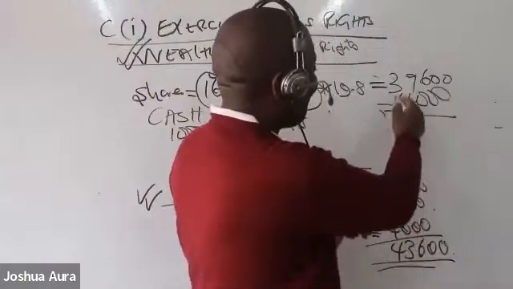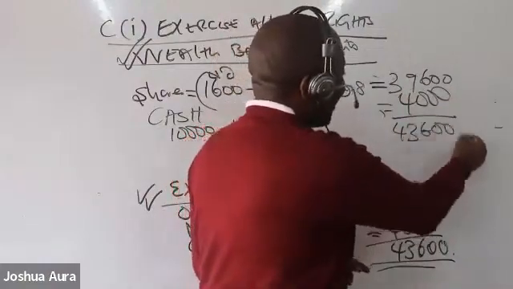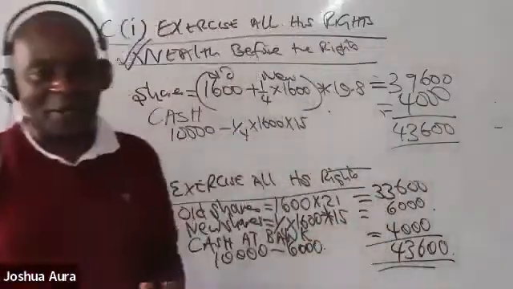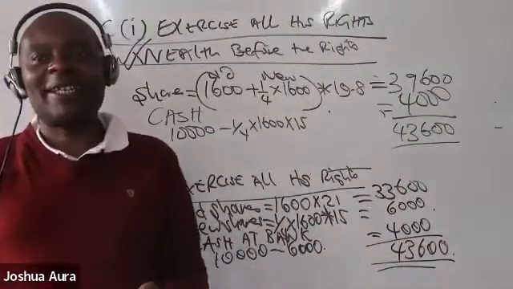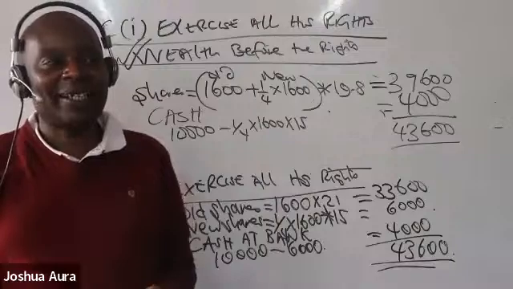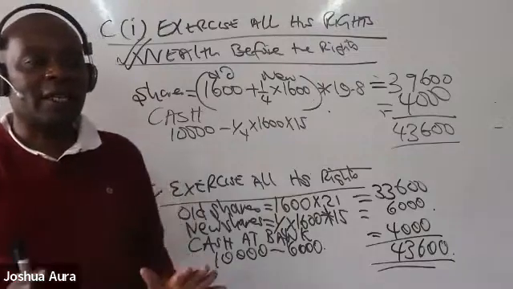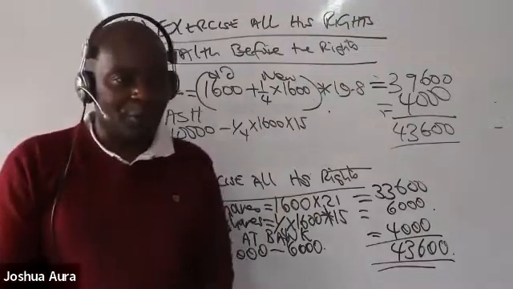So in this case, at the end of the day, it will be 43,600, isn't it? Should be 43,600. Is that okay? So let's agree as a class. Which method should we be using? The first or the second?